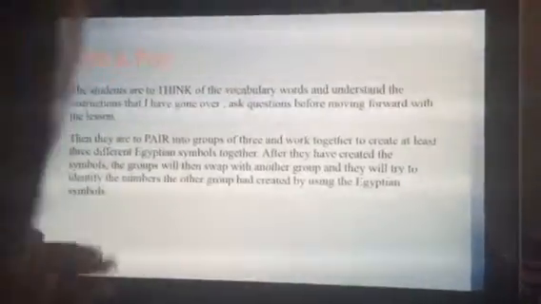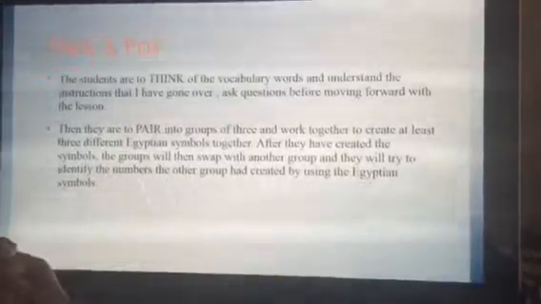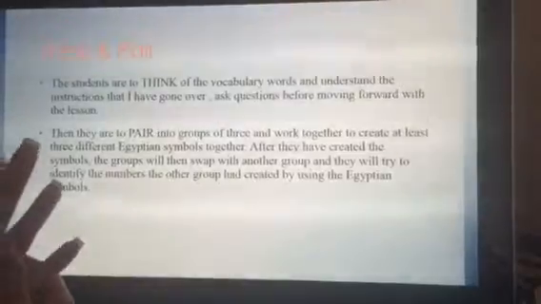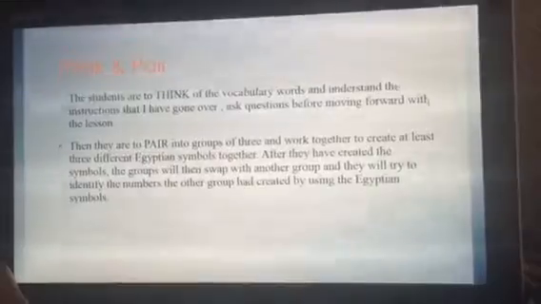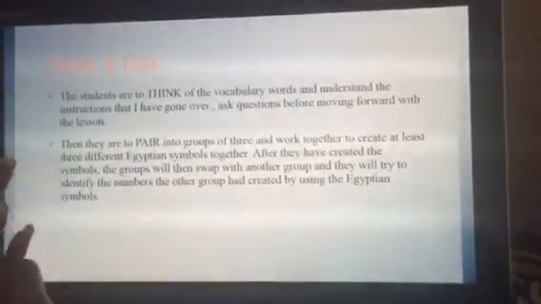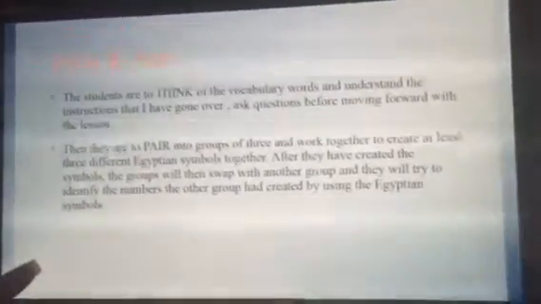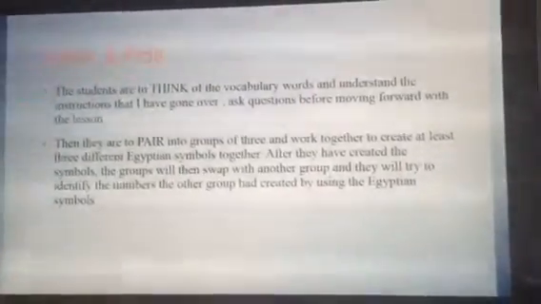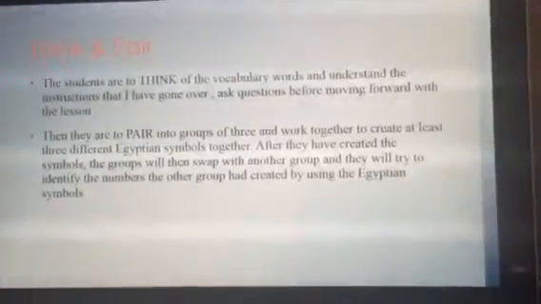Okay, so the think and the pair. The students are to think of the vocabulary words and understand the instruction that I have gone over. And then they have time to ask questions before moving forward with the lesson. Then they were to pair into groups of 3 and work together to create at least 3 different Egyptian symbols together. After they have created the symbols, the groups will then swap with another group and they will try to identify the numbers that the other groups have created with the Egyptian symbols. So I will have examples of this on the board just in case they need an example.